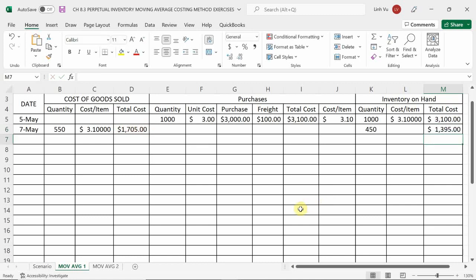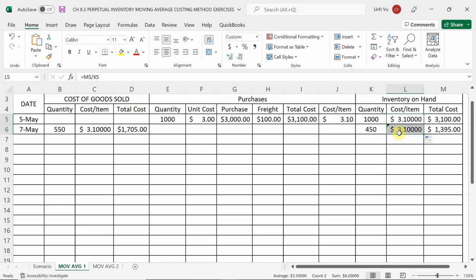So in this case, that's what I mean by leaving this calculation right here in the middle. Now, again, I need to solve for my average cost per item. So I'm going to take my $13.95 and divide it by 450, and I still get $3.10. Okay? Now we're looking at this and thinking, what's going on?